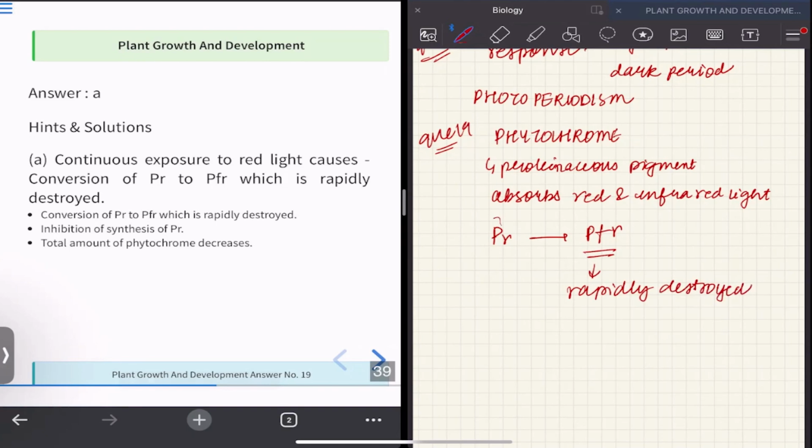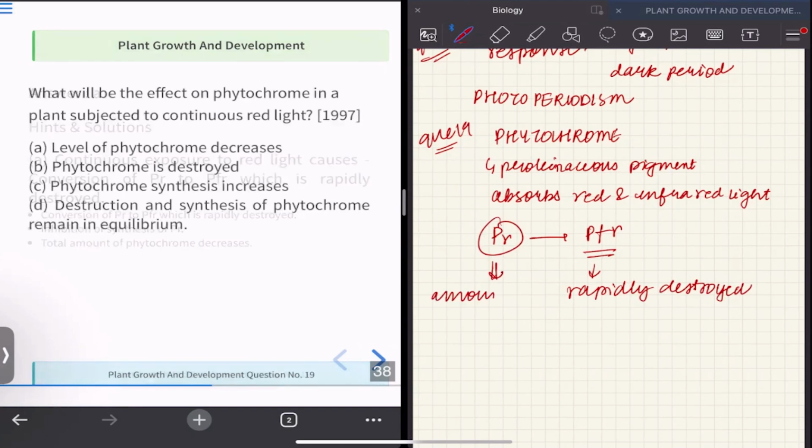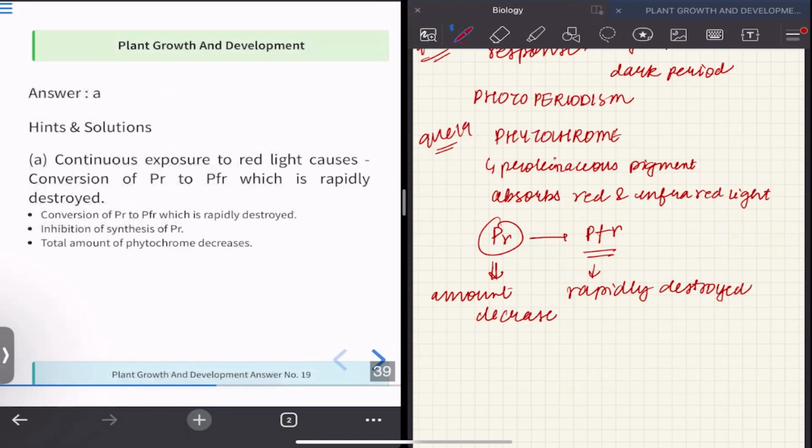So PR, which is phytochrome, the amount actually decreases. Okay, so the level of phytochrome in this case decreases. So we need to make sure that we are not even exposing it to so much light that we are damaging the phytochrome in general. Okay. Moving on to the next one.